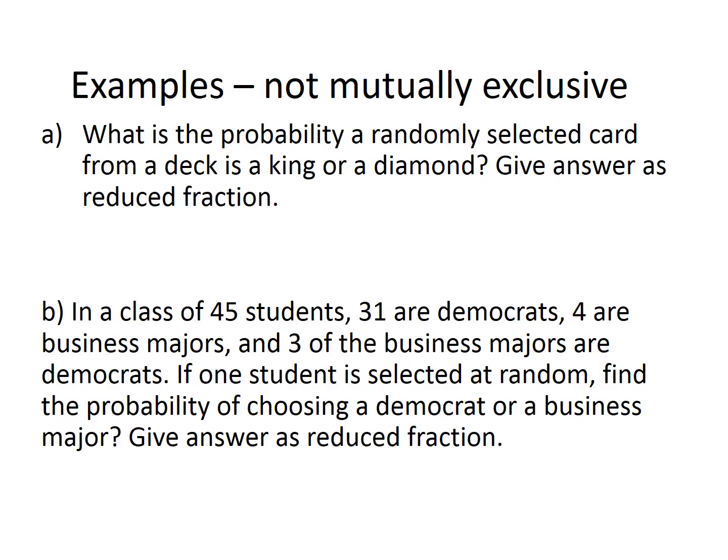What is the probability a randomly selected card from a deck is a king or a diamond? Give answer as a reduced fraction. So you can look at the chart if you want. You know, or means to add, so you can do the probability of king plus the probability of diamond. But since they are not mutually exclusive, there is a king of diamonds, you would have to subtract off the probability of king and diamond.